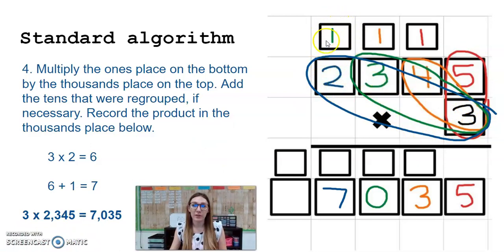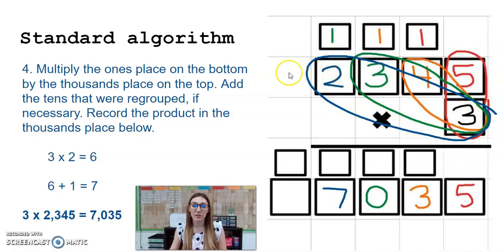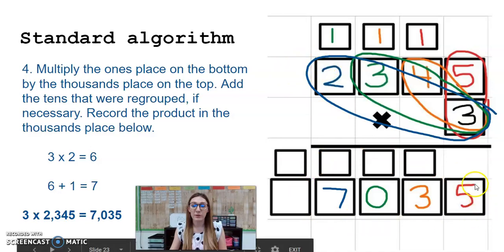I'm going to add this 1 that was regrouped. 6 plus 1 is 7. And now I can record my product in the thousands place below. So now that I have nothing else to multiply, I've gone all the way through the thousands place. I have nothing in the 10,000s place, so I'm done. So my total product is 7,035.